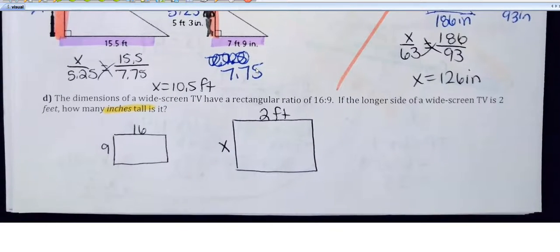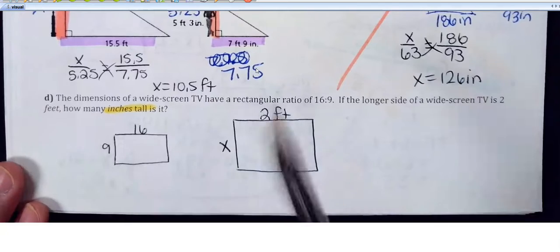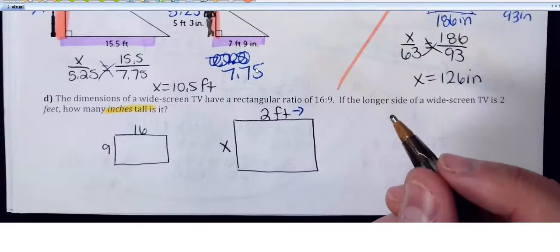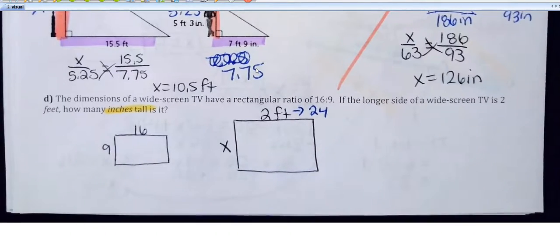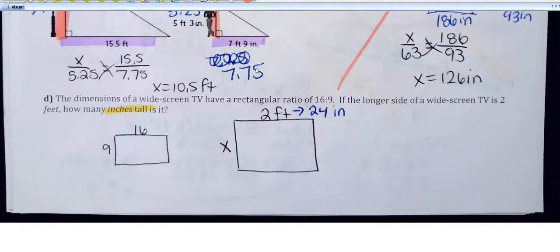But what I would do here, if this is in feet and I want my answer in inches, I would just convert this real quick. How many inches are in 2 feet? 24. All right, now if I do this, my answer will automatically be in inches because I set it up that way. The 16 and 9, that is just a ratio. It's not an actual length. If you go home and look at your TV settings, this is an option you can have. It creates a little box on top and the bottom of the screen to show movies, which they call a shadow box.